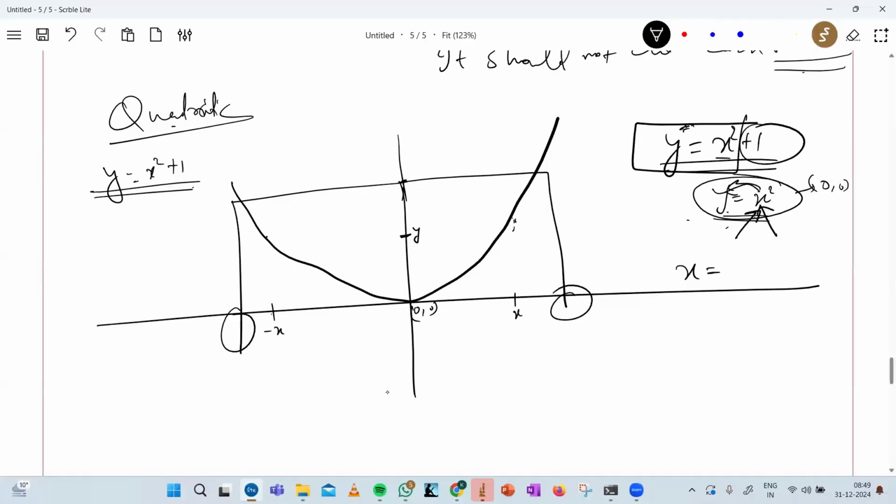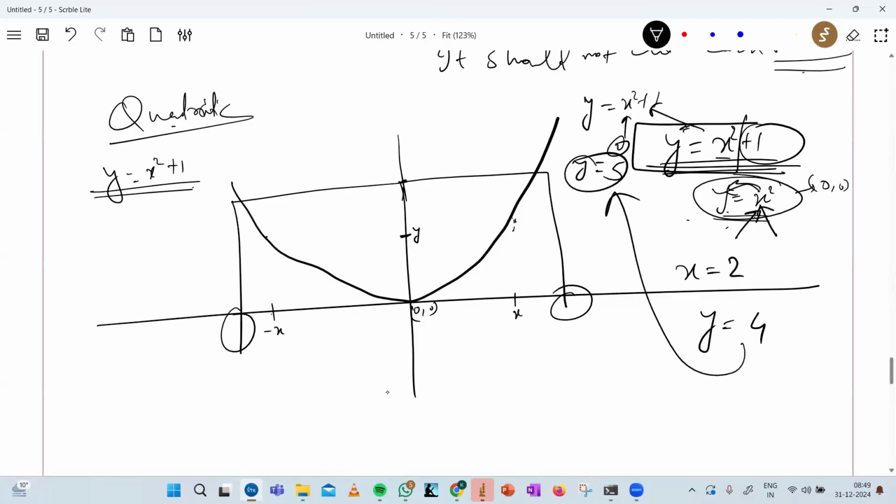2. Fine. What will your y be? 4. Fine. Now, in the entire thing, y equal to x square plus 1, putting 2, what y will you get here? 5. What is happening here? It's like adding 1. Exactly. And adding 1 to which value? Y. Okay, fine.